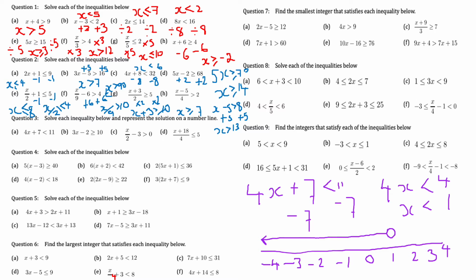So the values x can be are 0, -1, -2, -3, -4, -5, and so on and so forth, provided that the number is smaller than 1. Okay, so that's my answer for question 3, guys. That's the number line that I've drawn. So let's just delete this now that we've done this question.